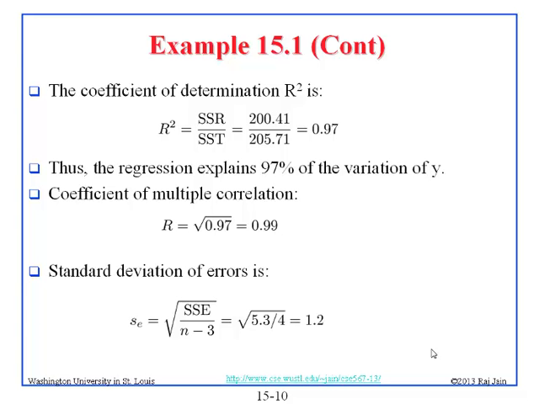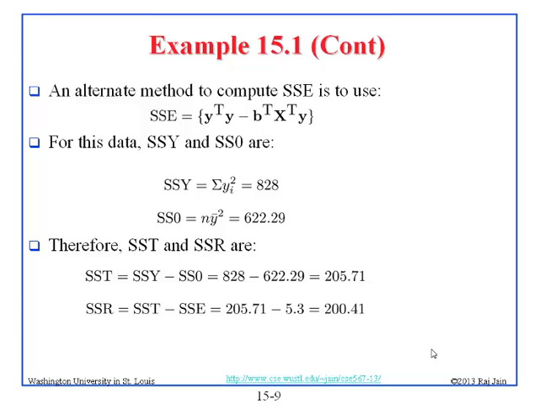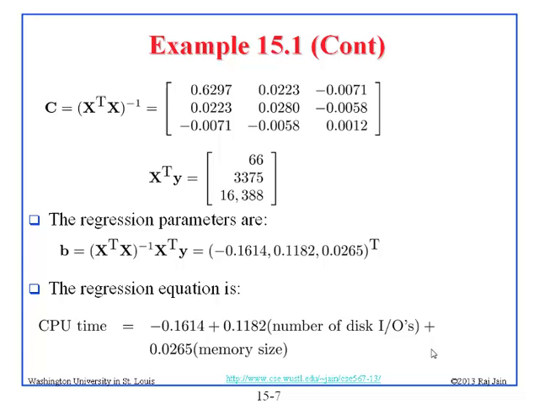And the standard deviation of errors is, now this is an interesting formula. The standard deviation of error is SSE divided by n minus 3. Why n minus 3? Anybody? Can you guess where the 3 came from? Everybody should be able to guess where the 3 came from. It's definitely the degrees of freedom. So why do the errors have n minus 3 degrees of freedom?